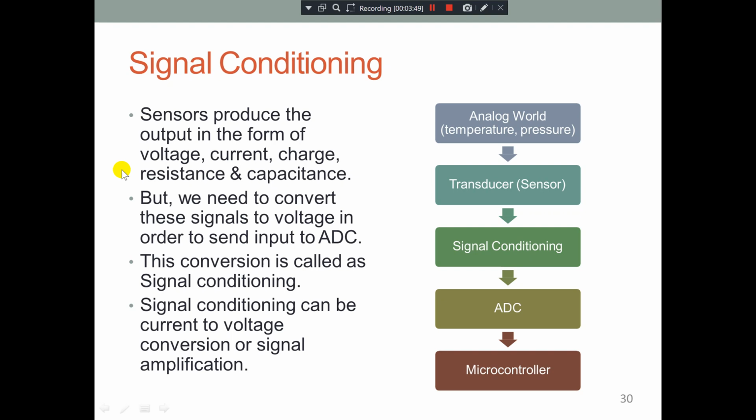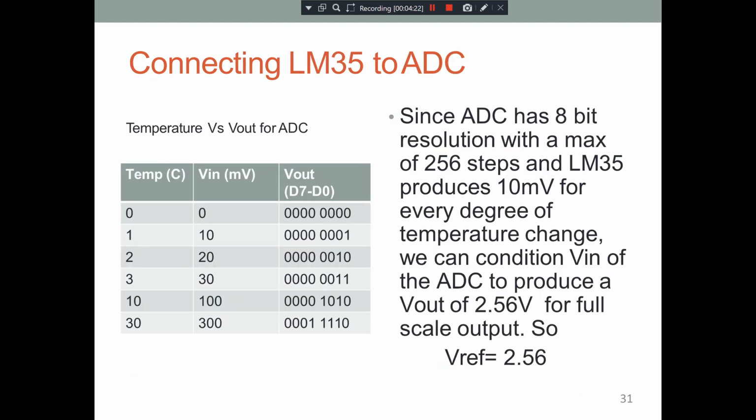Okay. As I told you in the flow chart, the sensors have output forms such as voltage, current, charge, resistance, and capacitance. In order to convert these signals to voltage to send to the ADC, that is, the analog to digital converter, this conversion is called signal conditioning. Signal conditioning can be current to voltage conversion or signal amplification.